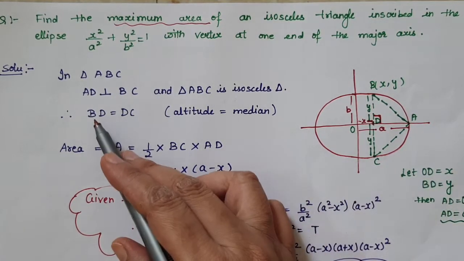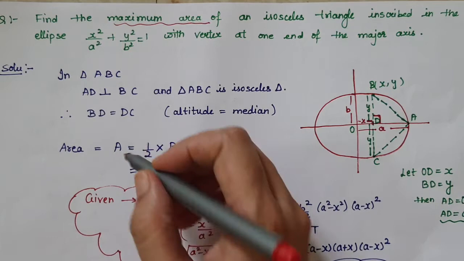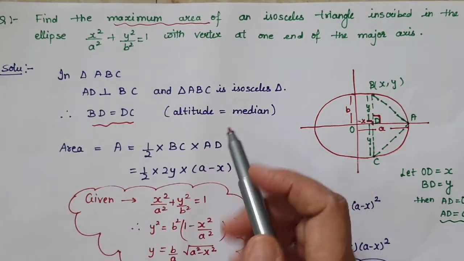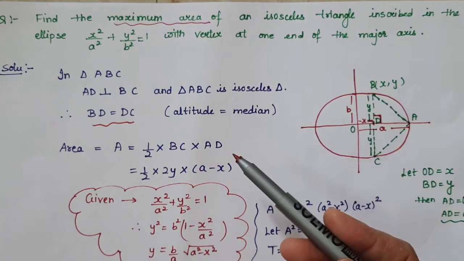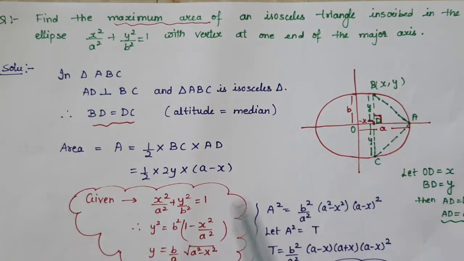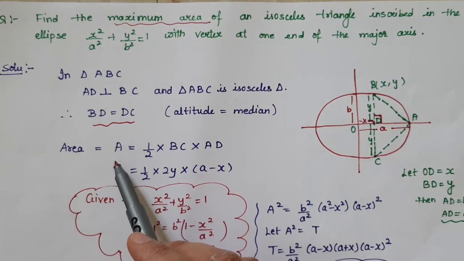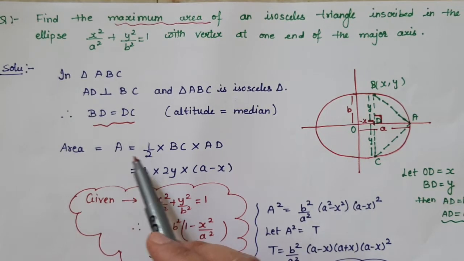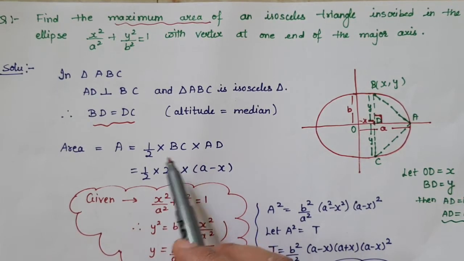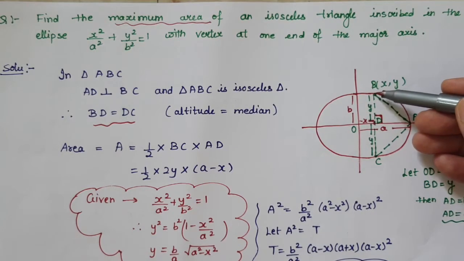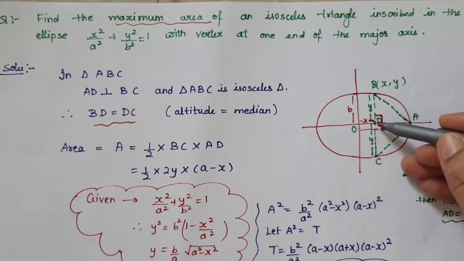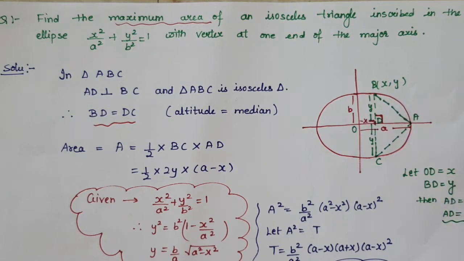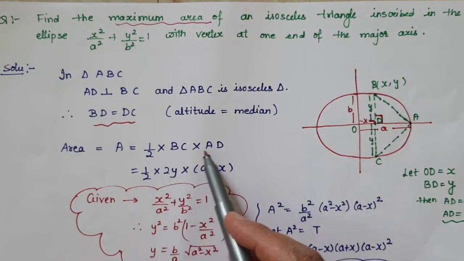Okay, so this is what I have taken: BD is equal to DC. This is one thing. Now since we have to maximize the area, let us try to get the equation of area of this isosceles triangle. By our basic formula, area of any triangle is equal to half base into height. So here let me assume my base as BC. If BC is the base, then height will be AD. So the formula will be half BC into AD.